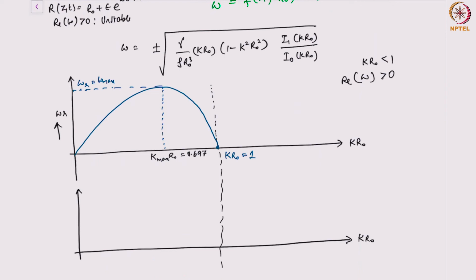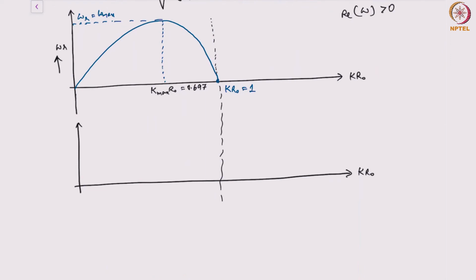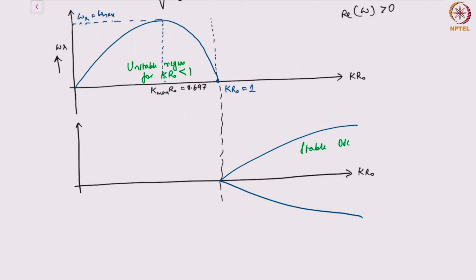Alright. So when you have two positive real roots, you do not have an imaginary part, but beyond this you have imaginary solutions, which means that once you have k r naught greater than 1, you have an oscillatory solution. So for k r naught less than 1, you have an unstable region. For k r naught greater than 1, you have stable oscillations.